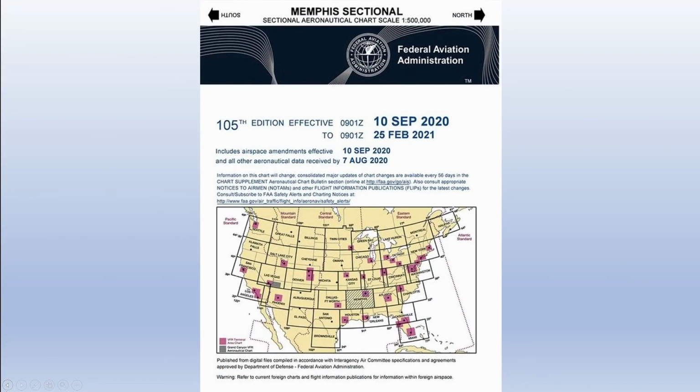The scale on sectional charts is 1 to 500,000, meaning that an inch on the map equals 500,000 inches in the real world. In practical terms, this works out to be an inch on the map being equal to about 7 nautical miles. On digital charts, the scale works out when you're at a normal 1x zoom level, but there are better ways to measure miles on digital charts than converting them from inches.